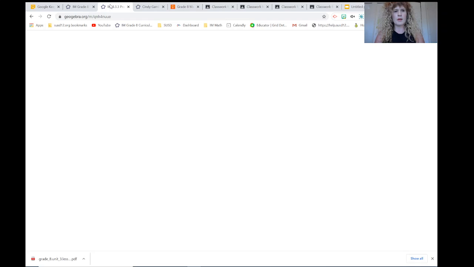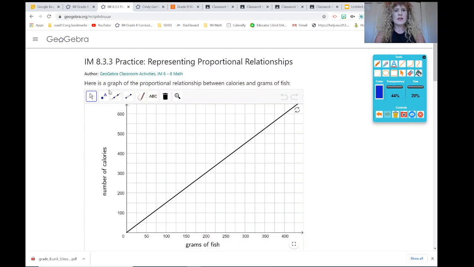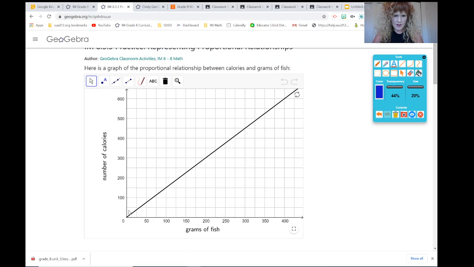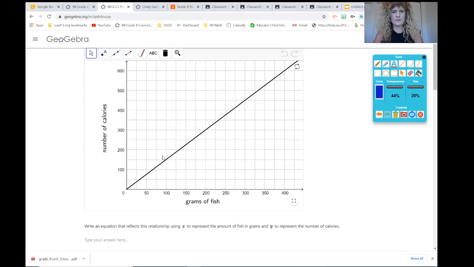Okay, read problem number 1. It says, here is a graph of the proportional relationship between calories and grams of fish. I like fish. Okay, so what can you see from this graph? If there are 0 grams of fish, there are 0 calories. That makes sense. 100 grams of fish is 150 calories. 300 grams of fish is 450 calories. Okay, easy enough, I got it.